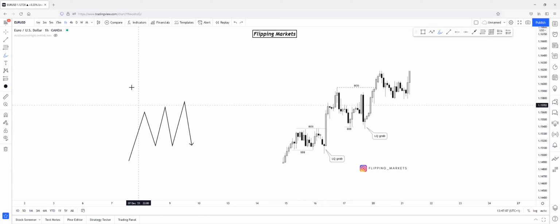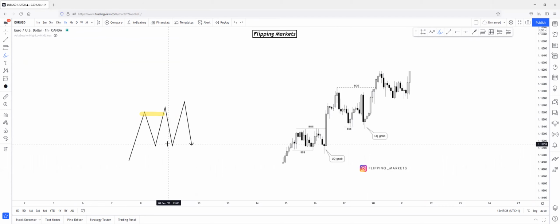After the demand zone has been created, price created liquidity for that demand zone. But price actually broke structures to the upside and formed liquidity also. So we have a triple bottom here and 3 breakout structures to the upside. How can we identify if it's just a liquidity sweep or a change of character?